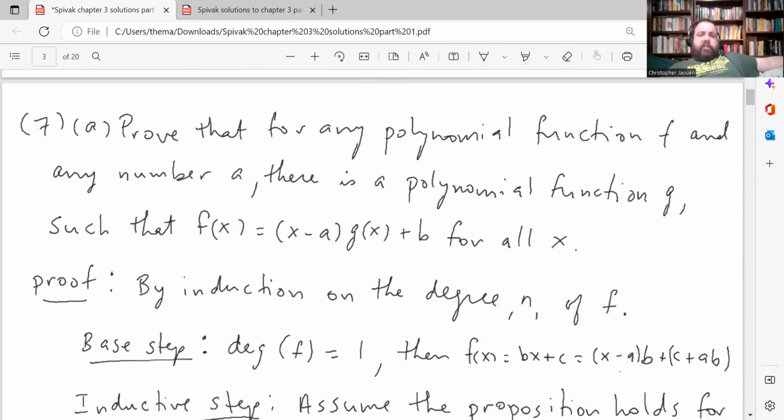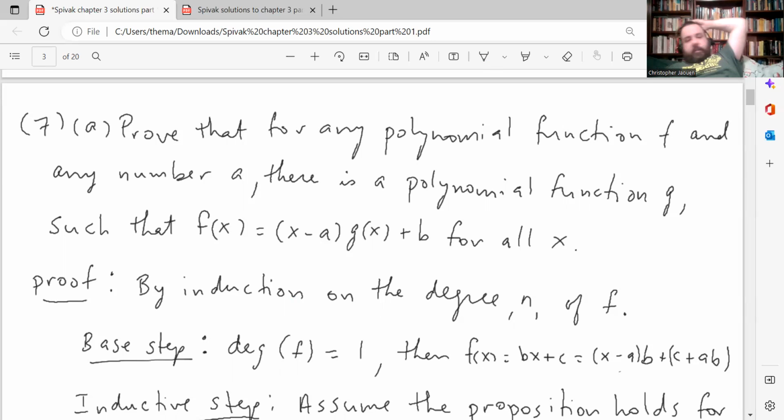7a says, prove that for any polynomial function f and any number a, there's a polynomial function g such that f of x is (x minus a) times g of x plus b for all x. Or in other words, if you have a polynomial of degree greater than or equal to 1, you can divide by a polynomial of lesser degree.